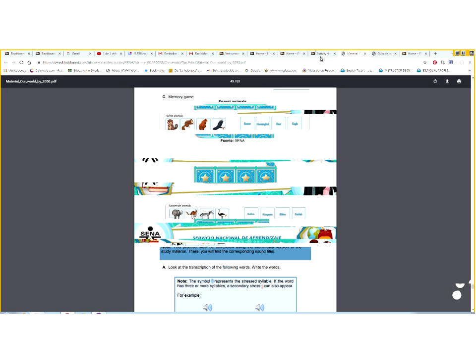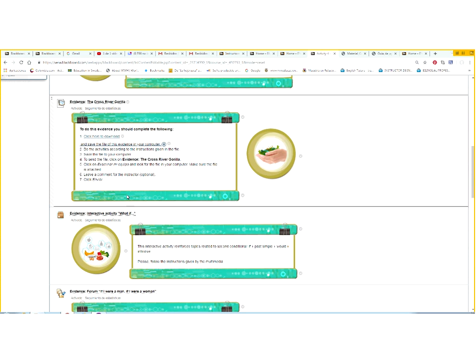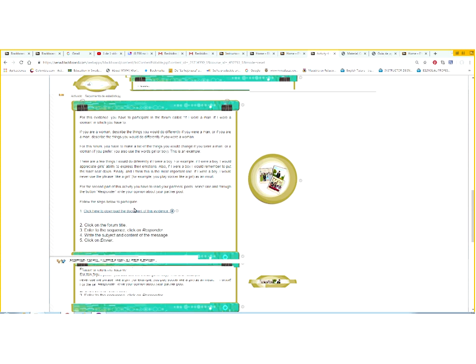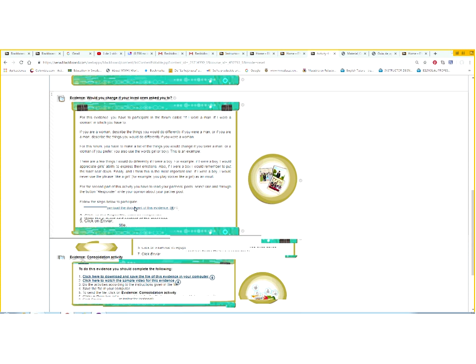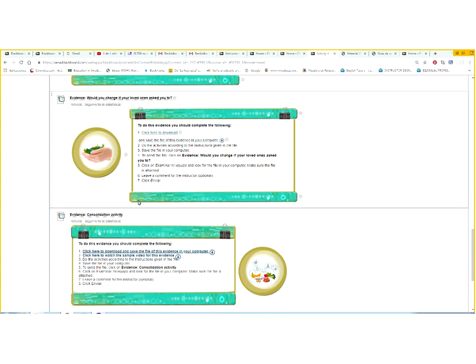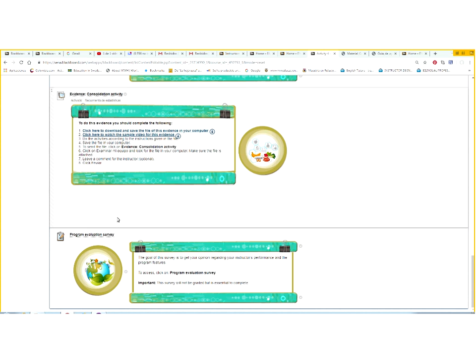Good. So remember the evidences. Number 1, the Cross River gorilla. Number 2, the interactive activity, what if. Number 3, if I were a man or if I were a woman. Remember, this is a forum. Number 4, will you change if your loved ones ask you to? Number 5, consolidation activity. And for some of you, we have the program evaluation survey that is automatically visible for you. So probably it's not visible for you right now in this moment.